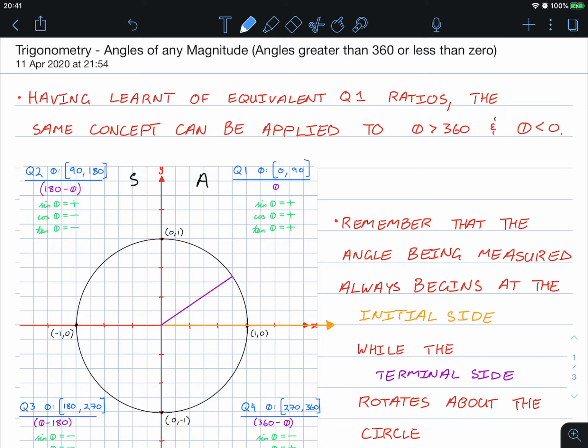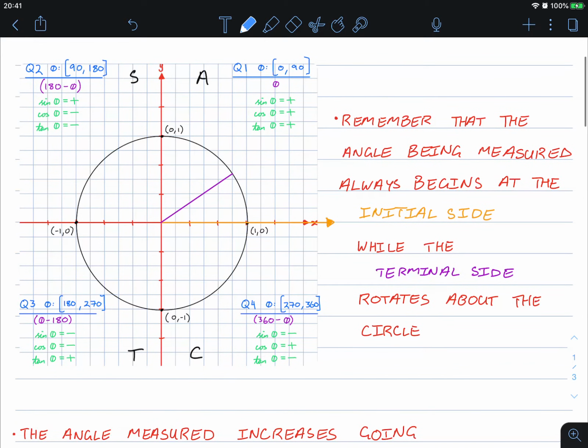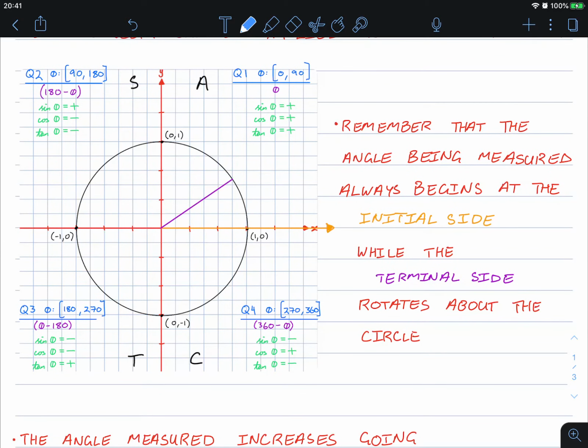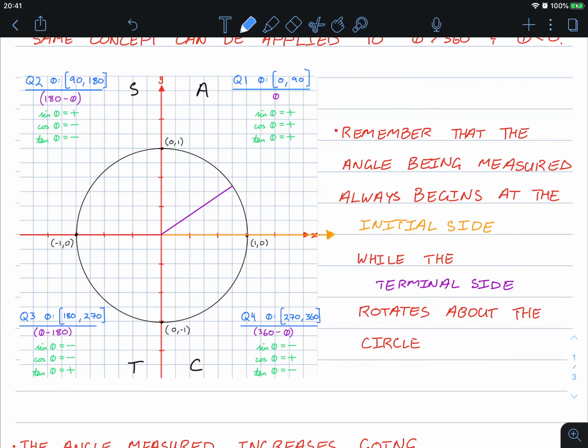Hello class, this is a video tutorial on trigonometry, angles of any magnitude. In this video we'll be looking at angles that are greater than 360 and less than 0. So, having learnt of equivalent quadrant 1 ratios, the same concept can be applied to angles greater than 360 and angles less than 0. Now remember that the angle being measured in trigonometry always begins at the initial side.